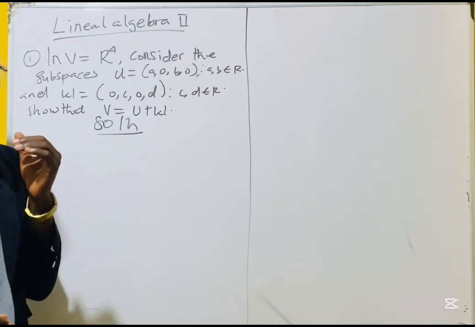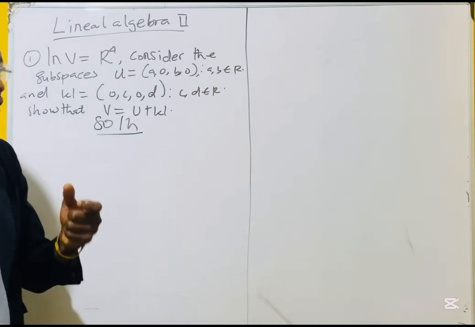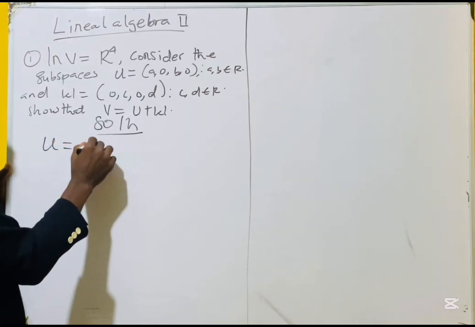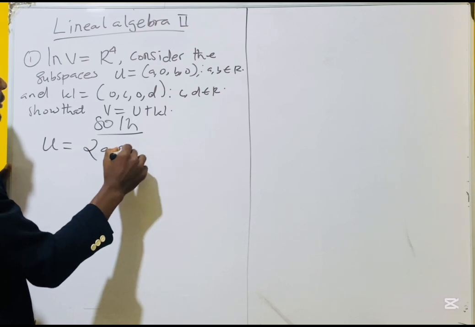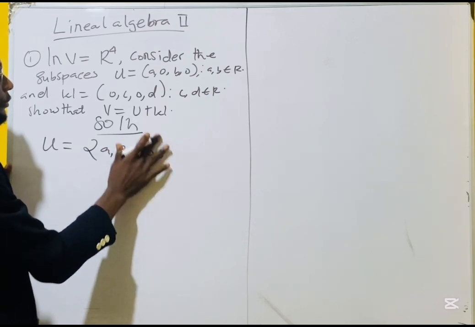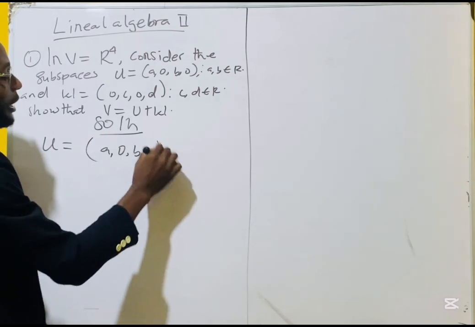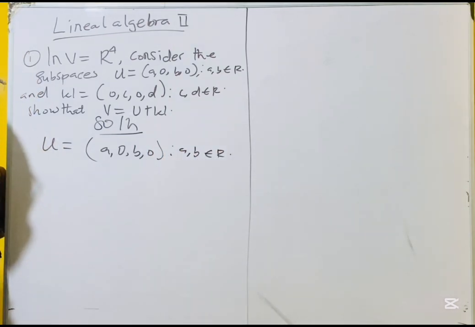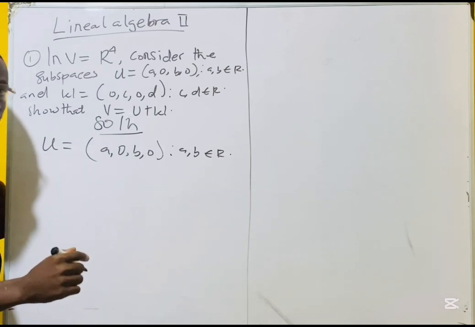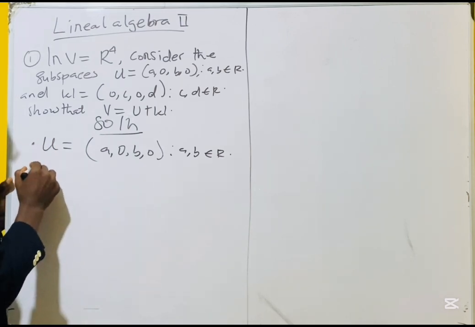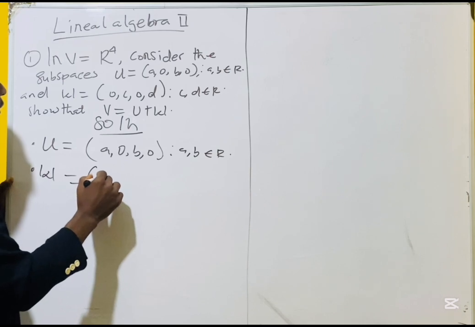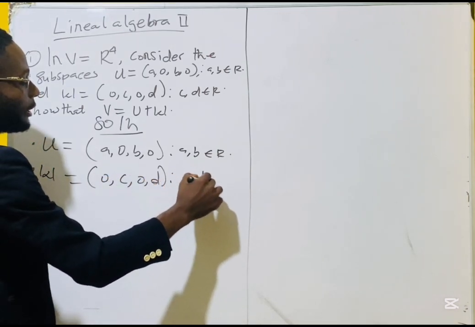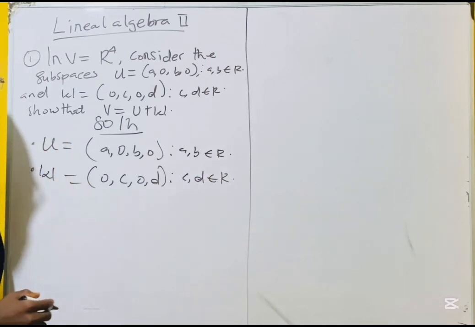Okay, so first of all, if they are saying that V is equal to R4, then we consider the subspaces U equals (a, 0, b, 0), where a and b belong to the real number system, and W equals (0, c, 0, d), where c and d belong to the real number system, right?